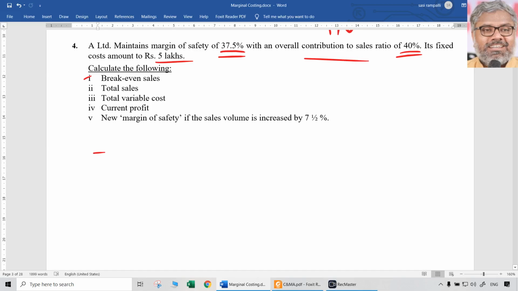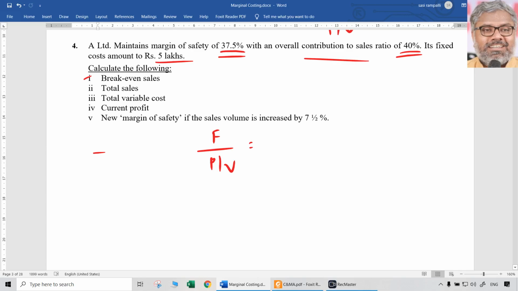First, break-even sales. Break-even sales formula is what? Fixed cost divided by PV ratio. We have the formula. Always in the examination you should write the formula and then substitute, then only you will get full marks. You have to follow this principle in all subjects. Wherever there is a formula in which you are substituting something, make sure you are writing the formula and then substituting, rather than directly printing the answer and thinking that you have done a great job. That is not going to give full marks. You have to write the formula first.